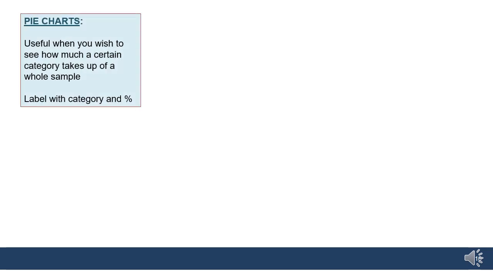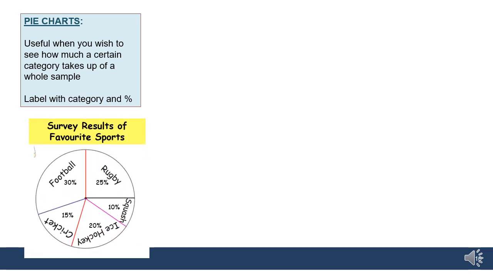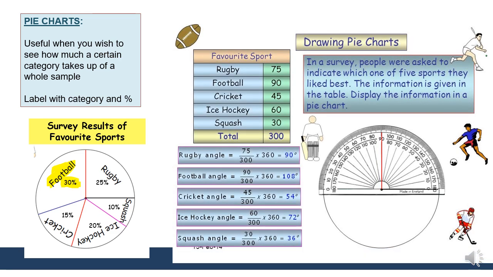Recall that we can also use pie charts to display and represent data. Pie charts are useful when you wish to see how much a certain category takes up. So for example, in this survey results of favorite sports, we can immediately see that the biggest preferred sport is football. But that wouldn't necessarily jump out at us if we were looking at a table. It's customary to label your pie charts with the category and with the percentage. We don't always do that, but it's good practice. And if you need a refresher on how to draw a pie chart, here's something that you can look at in your notes.